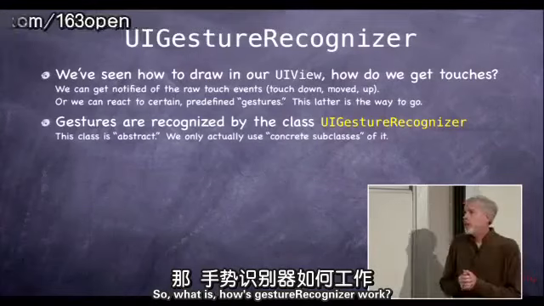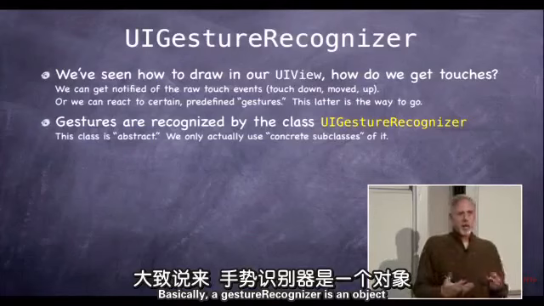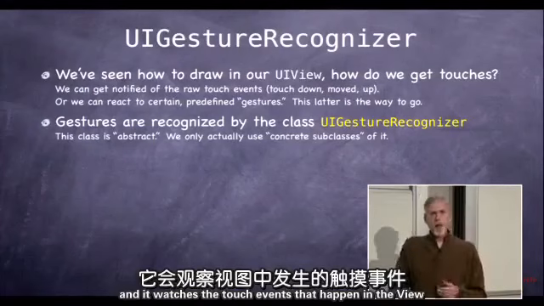So how does a gesture recognizer work? Basically, a gesture recognizer is an object that you attach to a view, and it watches the touch events that happen in that view.